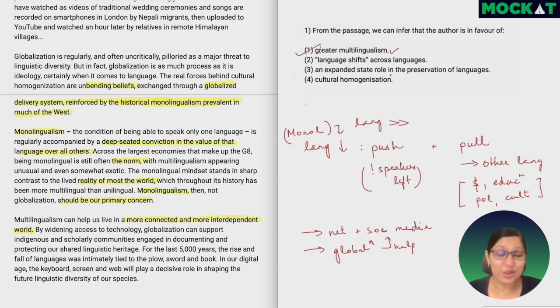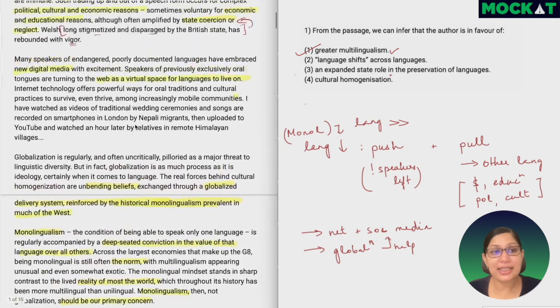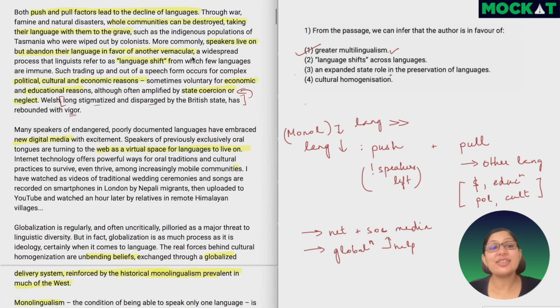If you're in a rush, you could actually do that because this is something the author is definitely in favor of. However, we will of course look at the other options, and that is what I would recommend in the majority of cases. Language shifts across languages. Now, language shifts, if you remember, it's actually something negative, right? Language shift is where people are abandoning their own language for something else. So this is not something the author is in favor of.